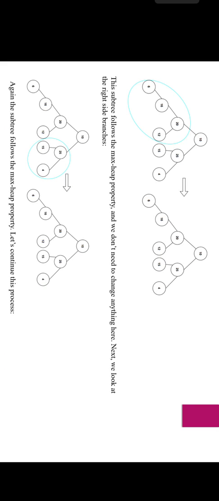Now as you can see, we have swapped 16 and 20. Now this subtree follows the max heap property and we don't need to change anything here. Next we look at the right side of the branches. Again the subtree follows the max heap property. Let's continue this process.